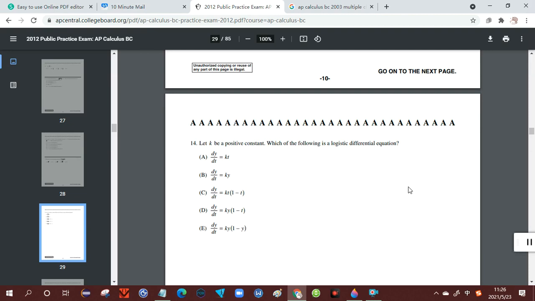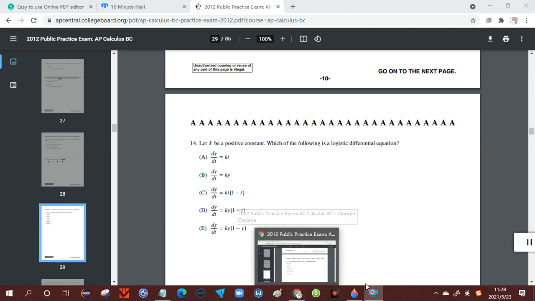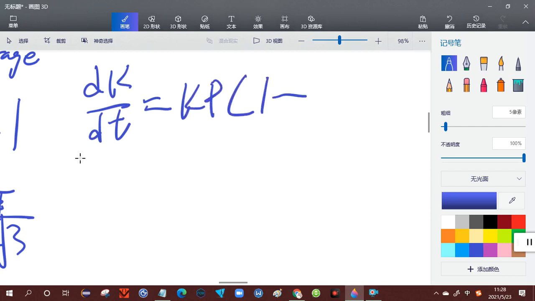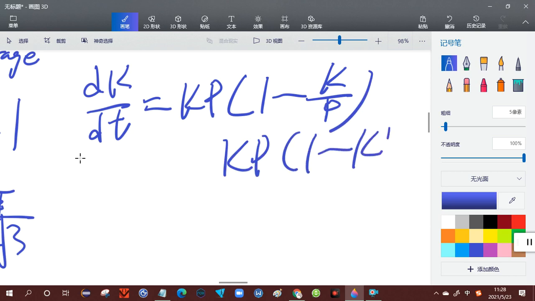Let k be a positive constant. Which of the following is the logistic differential equation? Generally, this problem is just a basic problem, so we need to first specify what it is. We know that dP/dt, a logistic equation, should first include kP(1 - P/K).